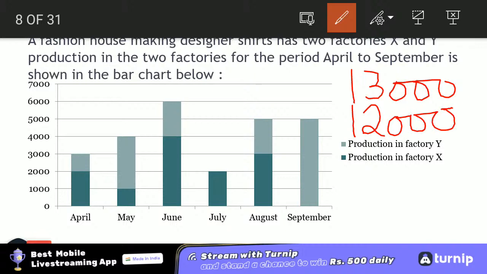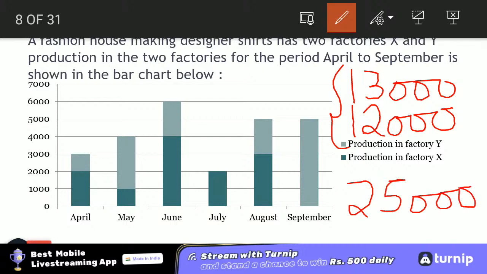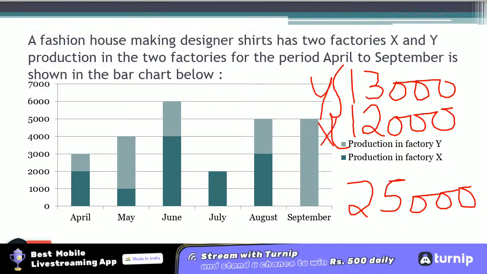So the total combined production of both the factories would be what? 25,000. We have calculated all these things and then we will be moving ahead to the various questions asked. So the production by factory Y is 13 and the production by factory X is 12.